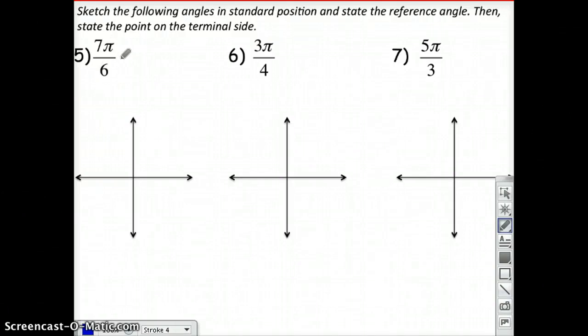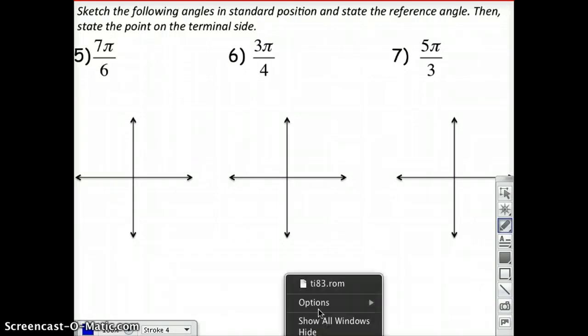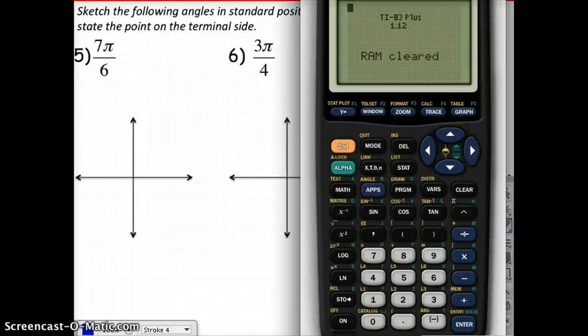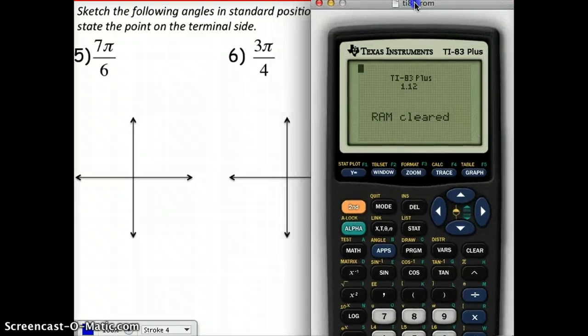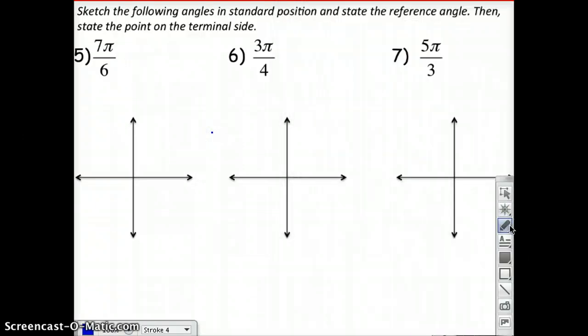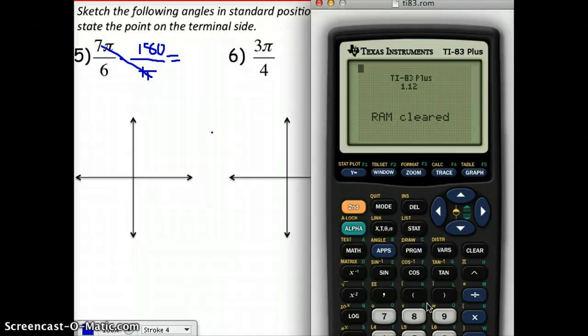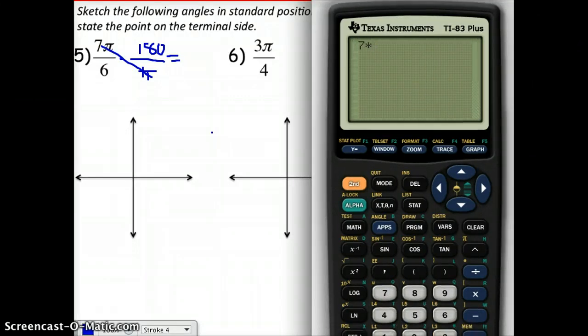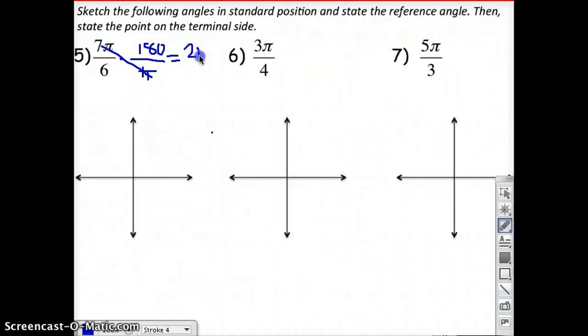7 pi over 6. You probably don't know where 7 pi over 6 is off the top of your head. But if we convert it to degrees, then you'll know exactly which quadrant it's in. So what I like to do first is convert to degrees. The pi's cancel, so 7 times 180 divided by 6 is 210. So that tells me it's going to be a quadrant 3 angle.